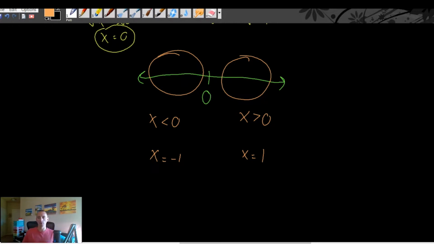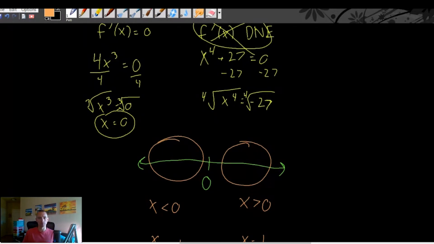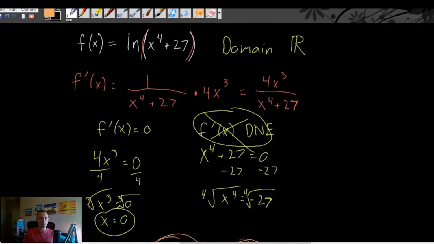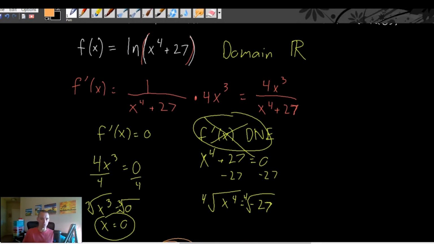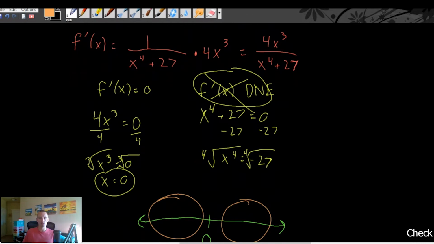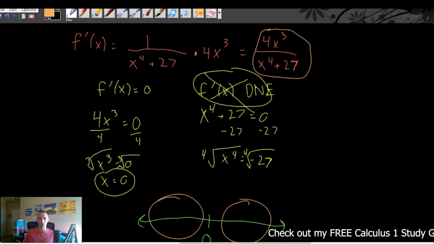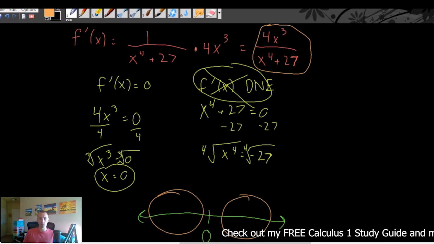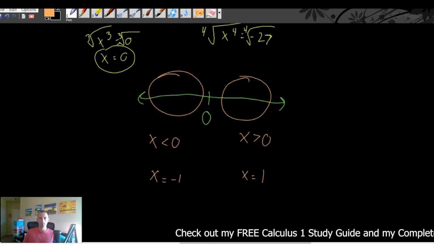So then what we're going to do is take each of those numbers that we've selected and plug it into the derivative. That's why it's called the first derivative test. We're going to use our first derivative. So we're going to go back to f prime of x, this function right here, and plug in x equals -1 and x equals 1. So let me just start with copying this derivative down here.